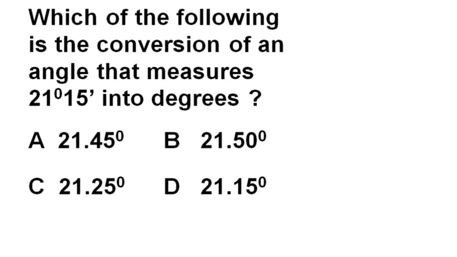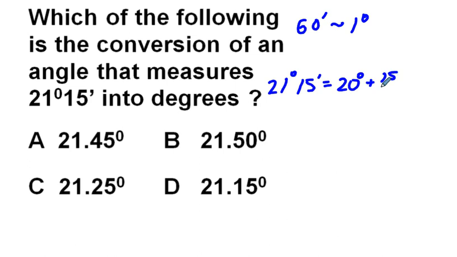Next, which of the following is the conversion of an angle that measures 21 degrees 15 minutes into degrees? The thing we need to understand here is that 60 minutes is equivalent to 1 degree. So if we take this 21 degrees 15 minutes, it's equal to 20 degrees plus 15 over 60 degrees.